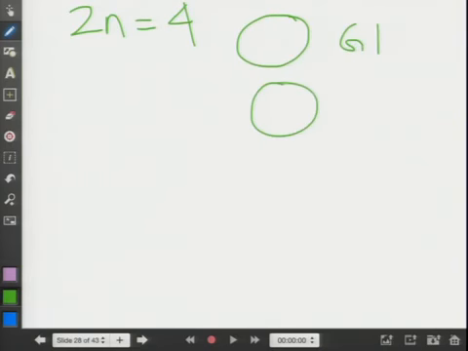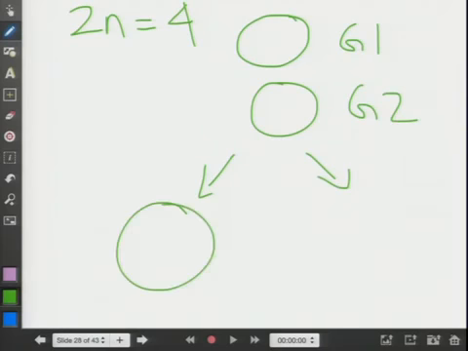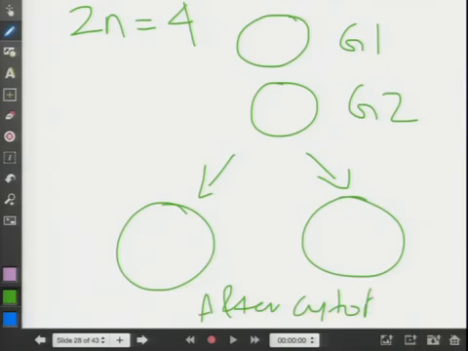So let's do the overall, and let's do 2n equals 4 just because it's easy. And we're going to start with a cell in G1, a cell in G2, and then after cytokinesis. Okay, and again, you're going to show me.